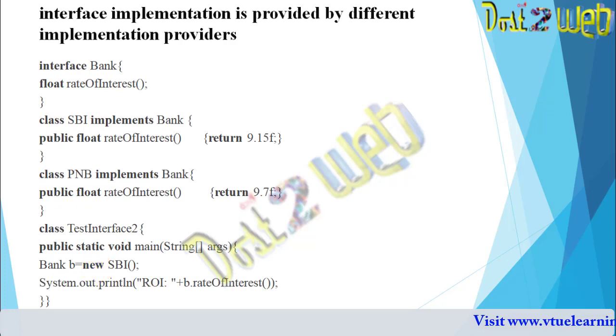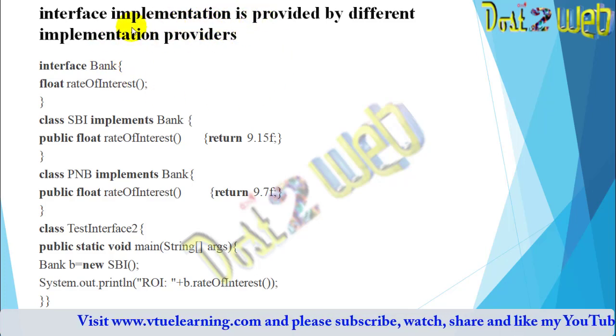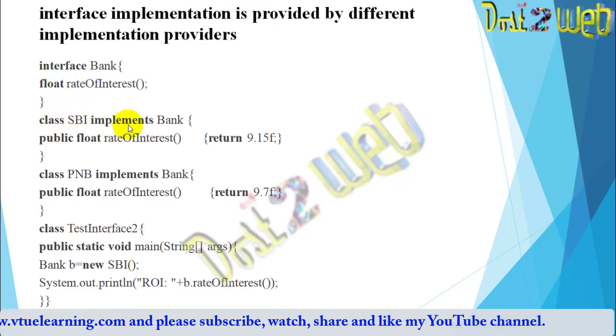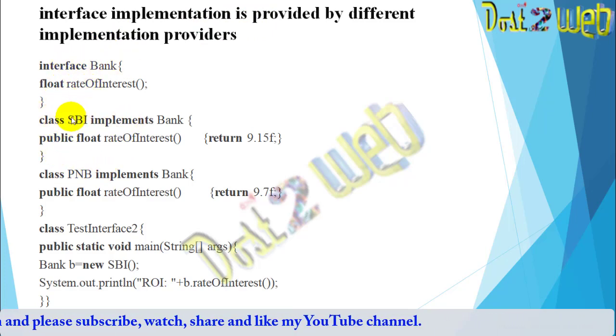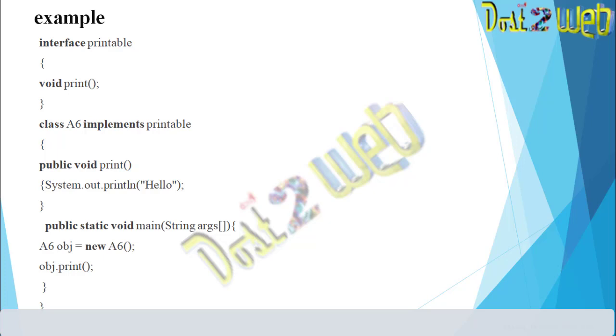Similarly, you can use the interface with different implementation providers. What is a different implementation provider? You can see here I am using different classes: you have one interface, you implement it in one class, and next you have another class, again implementing the interface. In the main class we create the objects. So this is how you can implement the interface. We'll see this example if you want.